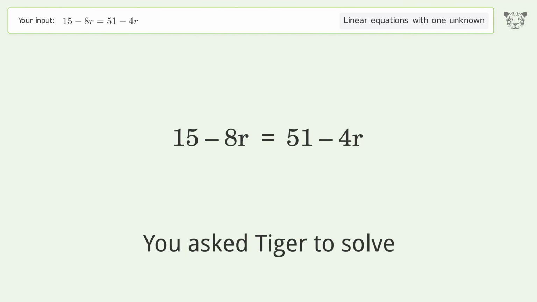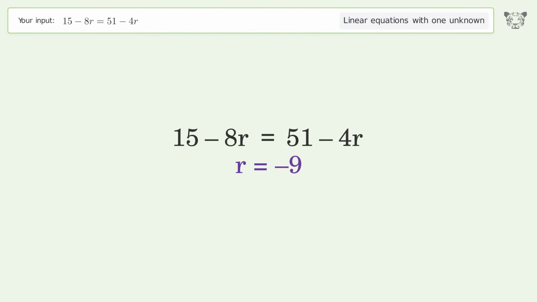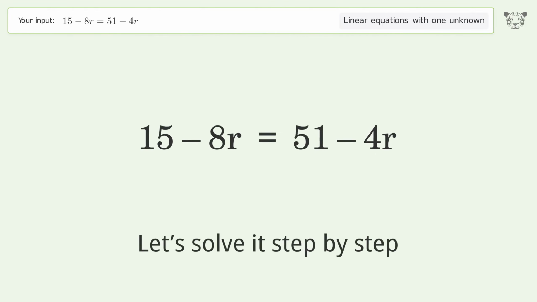You ask Tiger to solve. This deals with linear equations with one unknown. The final result is r equals -9. Let's solve it step by step.